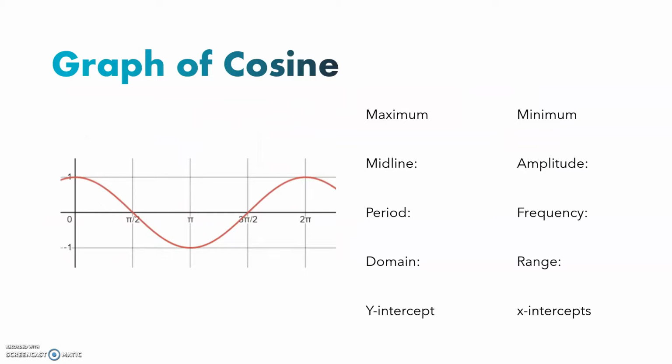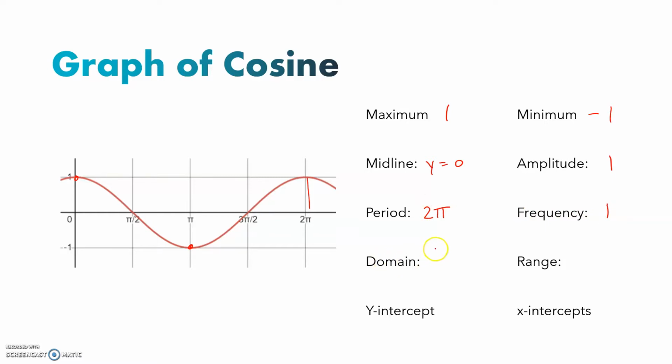So here's a graph of cosine. I'm going to quickly go through. The maximum is still 1. The minimum is still -1 because those are the highest and the lowest values. The midline is going to be y equals 0. The amplitude is going to be 1 because that's the height of that graph. The period is 2 pi. The frequency is 1 because it takes 1 to complete 2 pi.